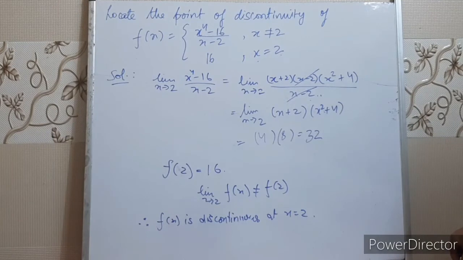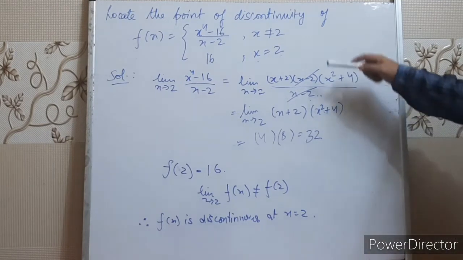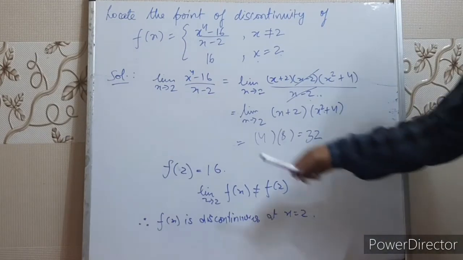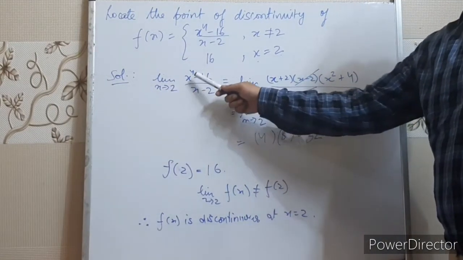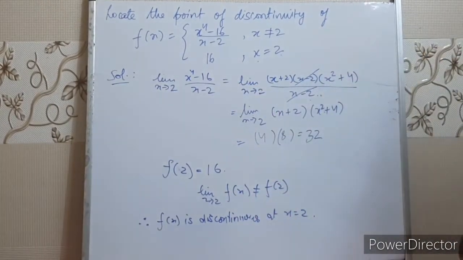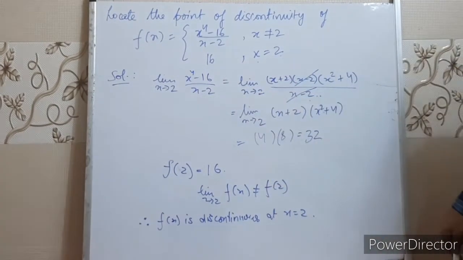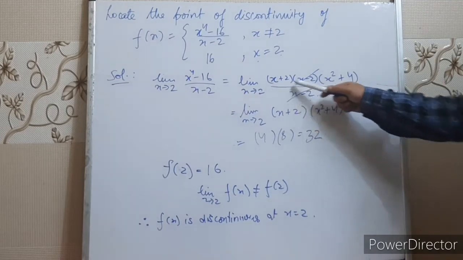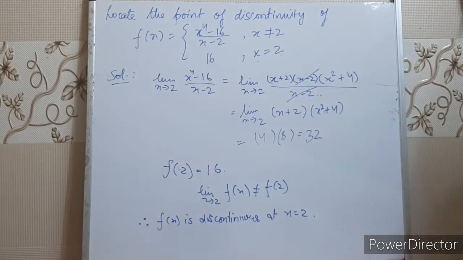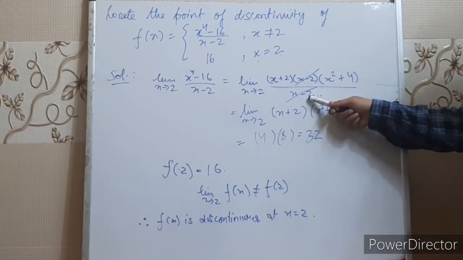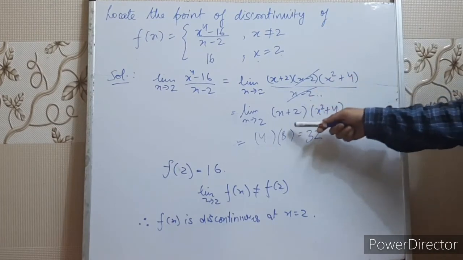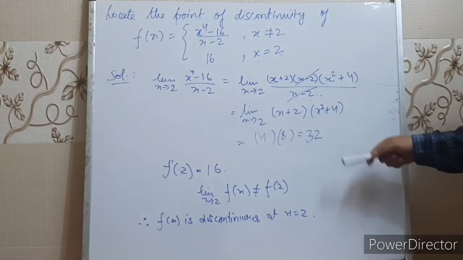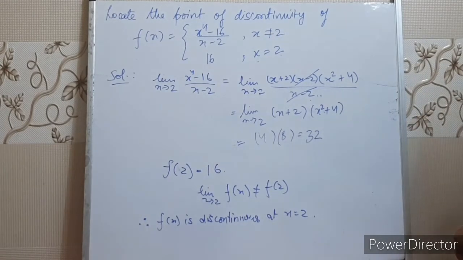Find out the limit. Let's check the limit of the function at 2. When we do that, limit x tends to 2, (x to the power 4 minus 16) upon (x minus 2). You can see we can do the factors here, and when you factorize x to the power 4 minus 16, x minus 2 will get cancelled. Then what we'll get? (x plus 2)(x square plus 4). And then when we put x equals to 2, we'll get the value of the limit as 32, right?